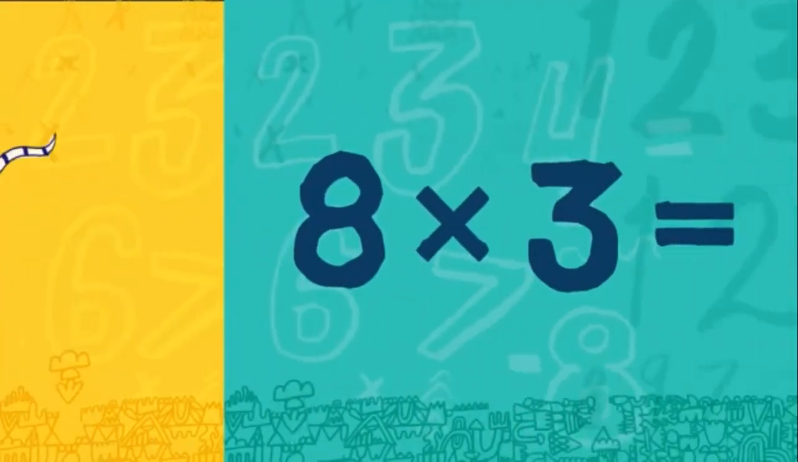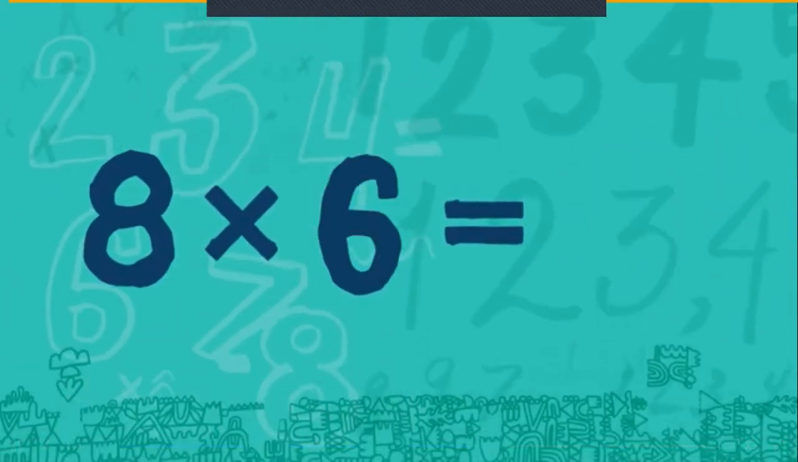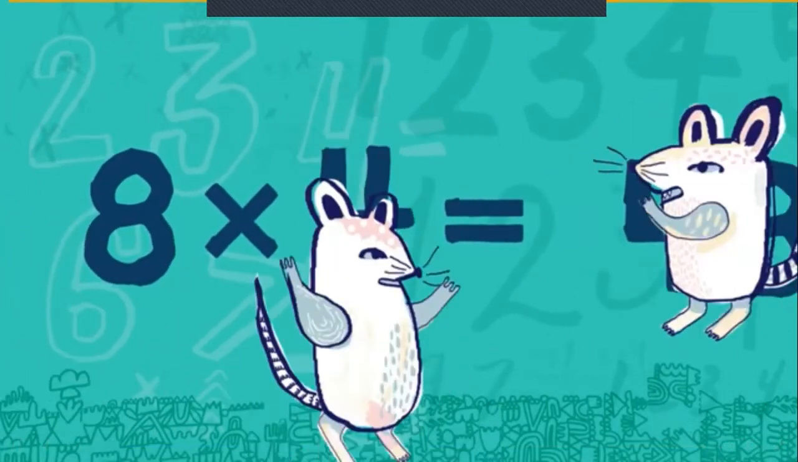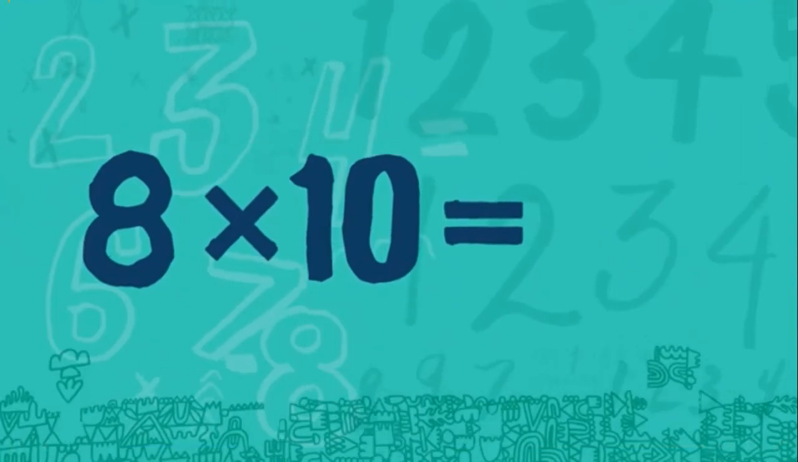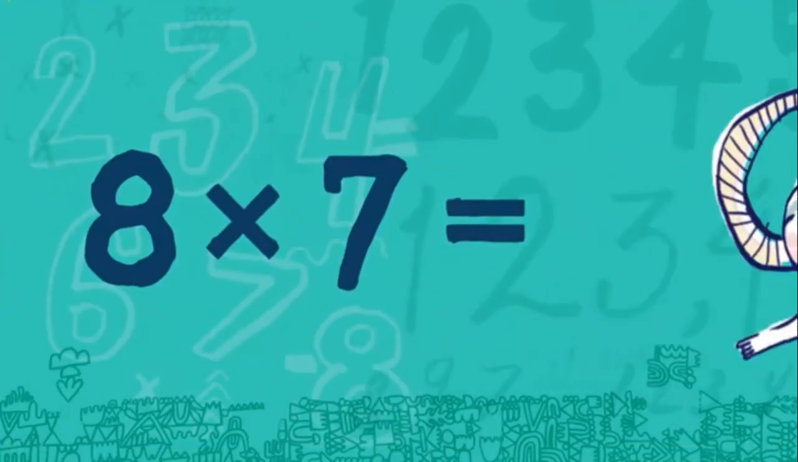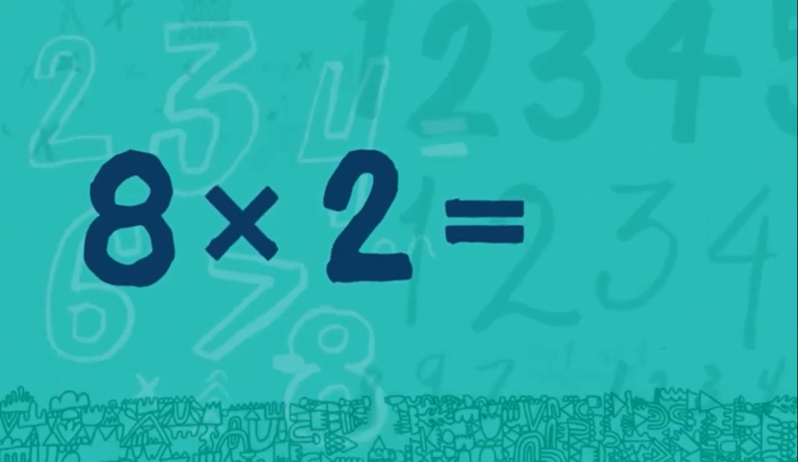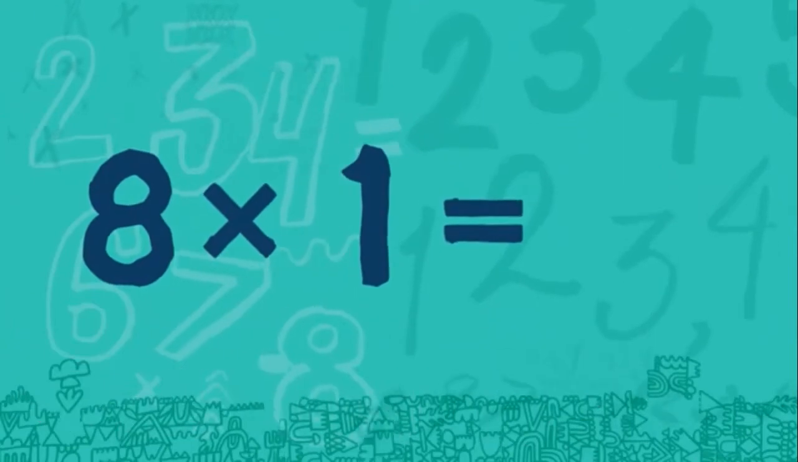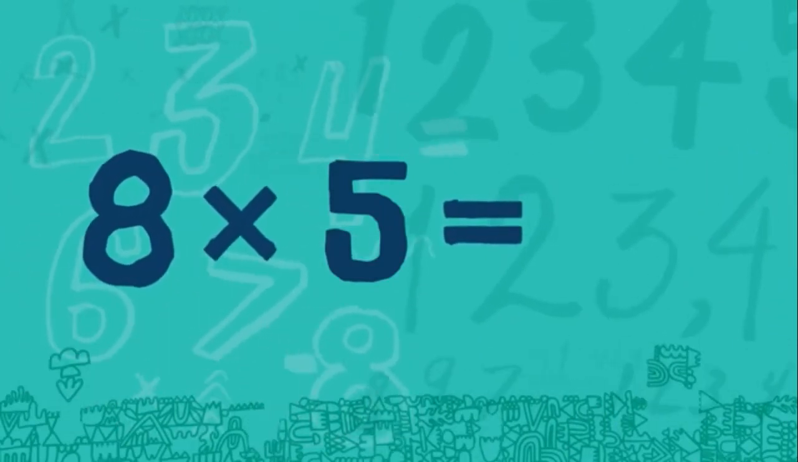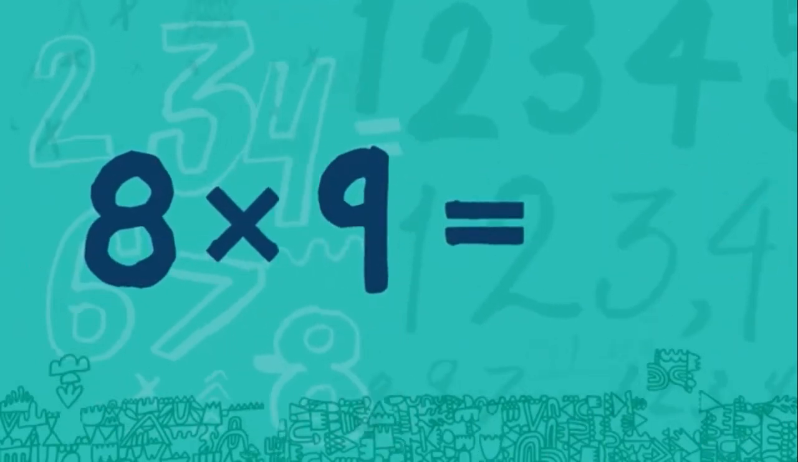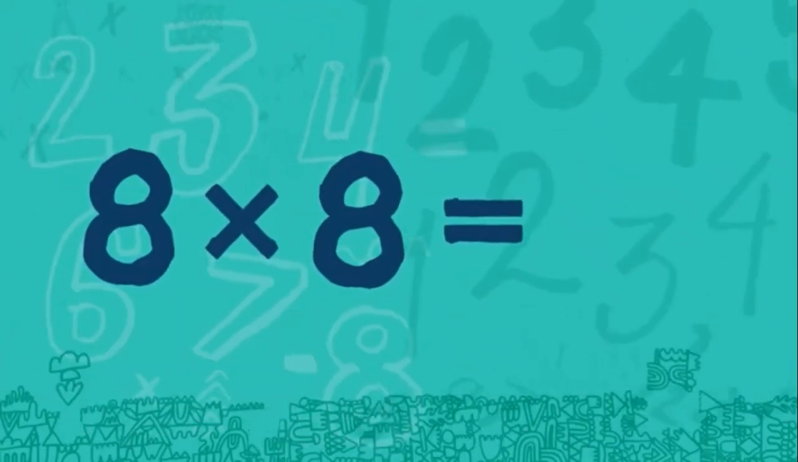Check it. 8 times 3 is 24. 8 times 6 is 48. 8 times 4 is 32. 8 times 10 is 80. 8 times 7 is 56. 8 times 2 is 16. 8 times 1 is, come on, 8. 8 times 5 is 40. 8 times 9 is 72. 8 times 8 is 64.